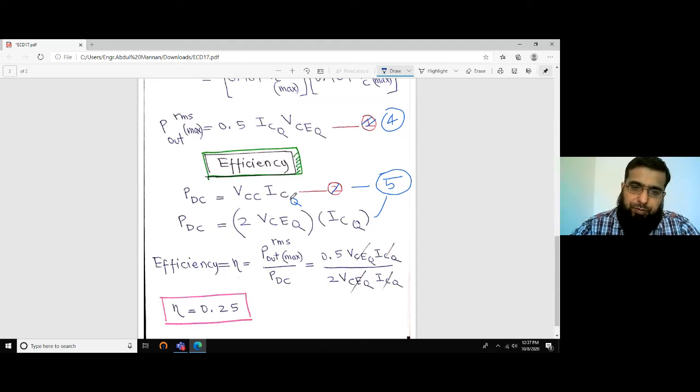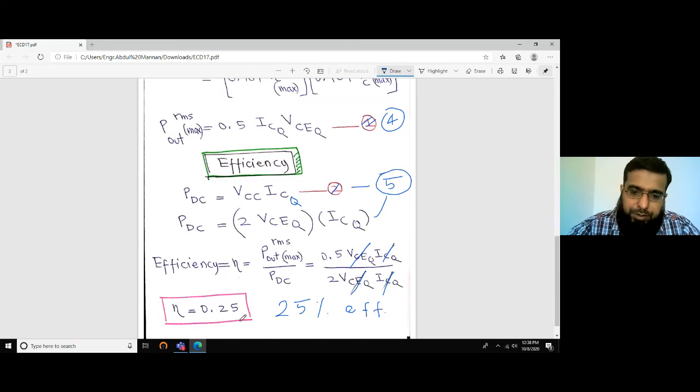So this is 0.5 ICQ VCEQ, and the max DC input power that we are taking from the source is 2 times VCEQ IC. So now VCEQ cancels with VCEQ, IC cancels with IC, and eta, which is efficiency, is 0.25. So this means that a class A amplifier is at the most 25% efficient. So this is the max efficiency of a class A amplifier.